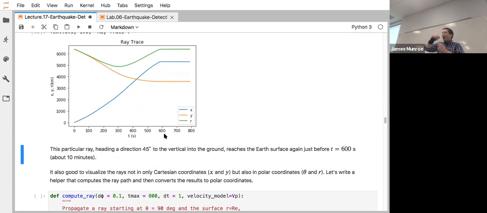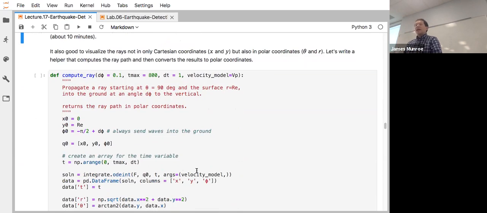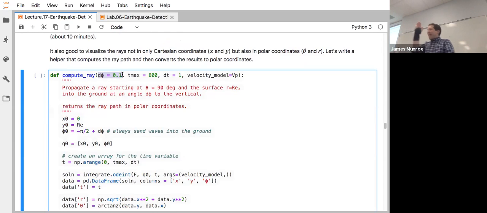Now, rather than visualizing this in x and y, we can also think about this in terms of polar coordinates. We can figure out what the x and y would be in not just r, but r and theta. We've already seen it here for the polar coordinates. Let's write a function that does the job of solving the system of equations. It's going to take some arguments. It's going to take as an argument what angle to the vertical you're going to send this thing in. It's going to take as an argument how long you want to run it, how often in time you want to feed back the discretization in time, and what velocity model.